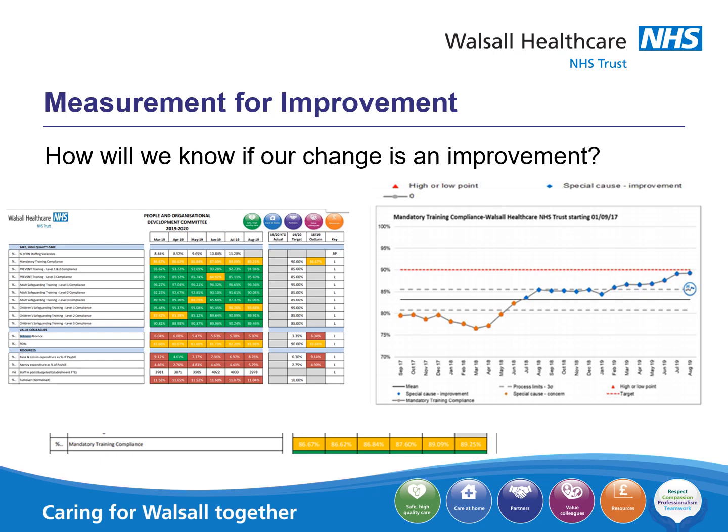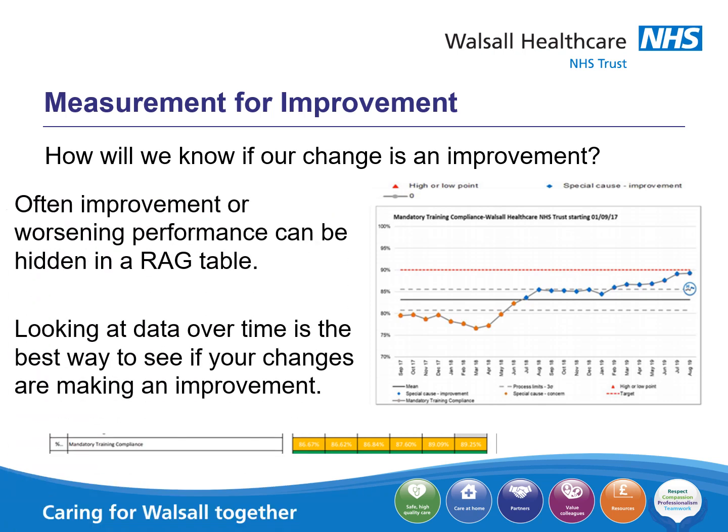So over time, introduce a change. Has it made a difference? Yes, it's getting better. Fantastic. It's getting worse. Okay, we can stop and we can try another test of change. But that emphasis on looking at the data as it comes in and working through it over time. So this is just to reiterate then that often improvement or worsening performance can actually be hidden within a RAG table. The best way of looking at data to see whether our change has resulted in an improvement is to look at your data and plot it over time.